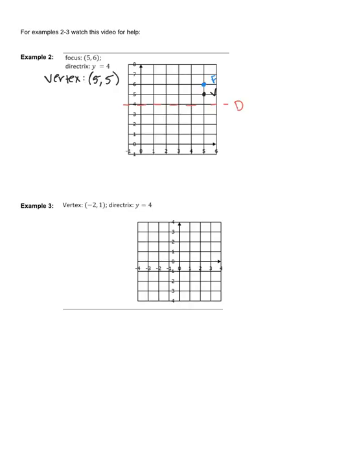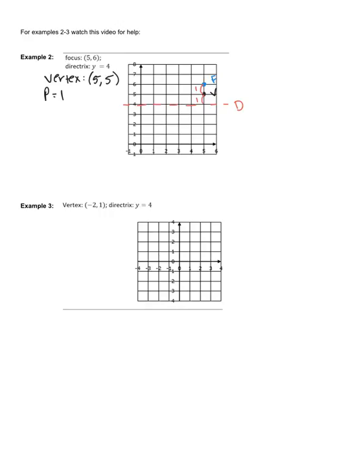And then my p-value here. Remember, p is the distance between the focus and the vertex, or the vertex and the directrix. If I go from this point to this point, it has a distance of 1. And then if I go from the vertex to the directrix, it has a distance of 1. So my p-value here is going to be 1.